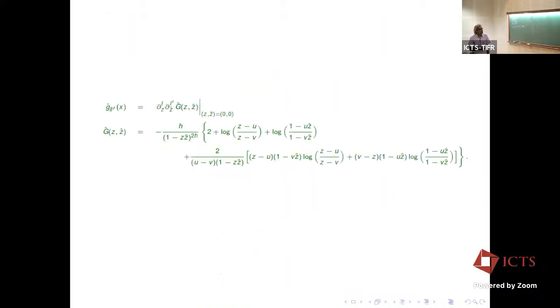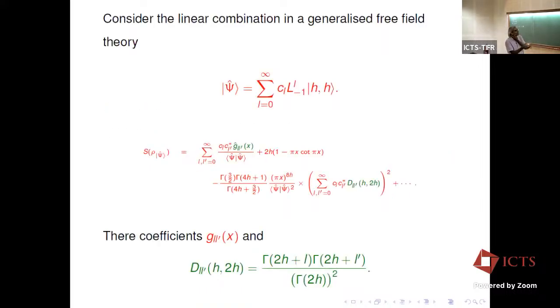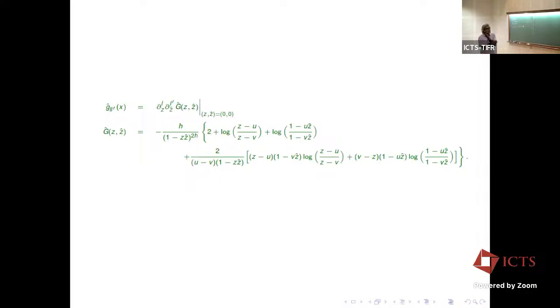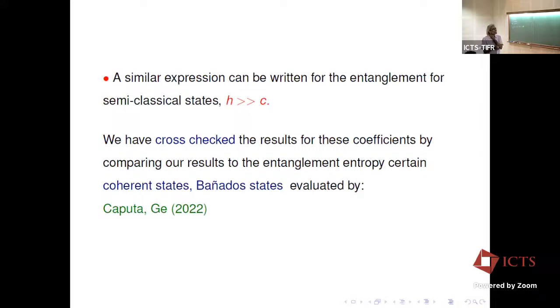Now, how do you extract the G's? There's a generating function for the G's. Why am I saying these results? One of the tests we have done is that when H is much greater than C, we have cross-checked these coefficients against certain coherent states called Bendorff states. I think these people have evaluated that in gravity, and we have cross-checked these coefficients, which we evaluated from CFT.